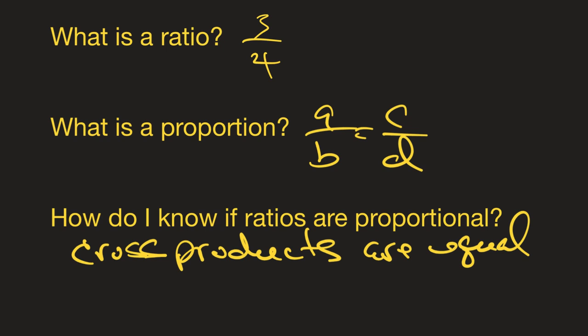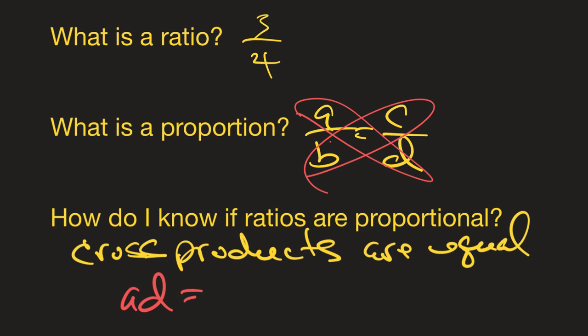And I hear some of you guys, it depends on how you were taught, some of you guys were taught the butterfly method, okay? So how do I know if ratios are proportional? Their cross products are going to be equal. And if we go on the proportion that I've got up here, that would mean that the product of AD would be equal to the product of BC. Their cross products are going to be equal, okay?